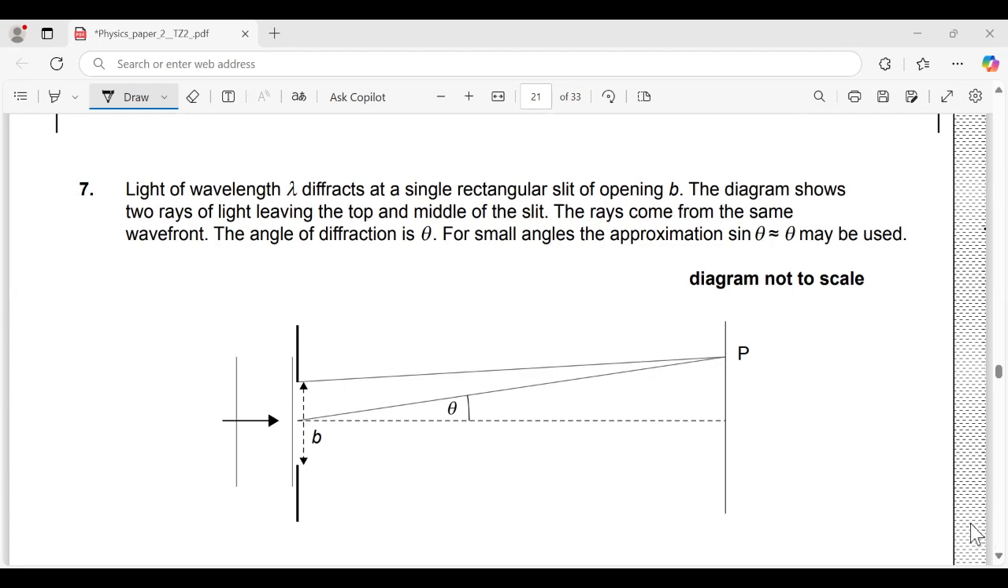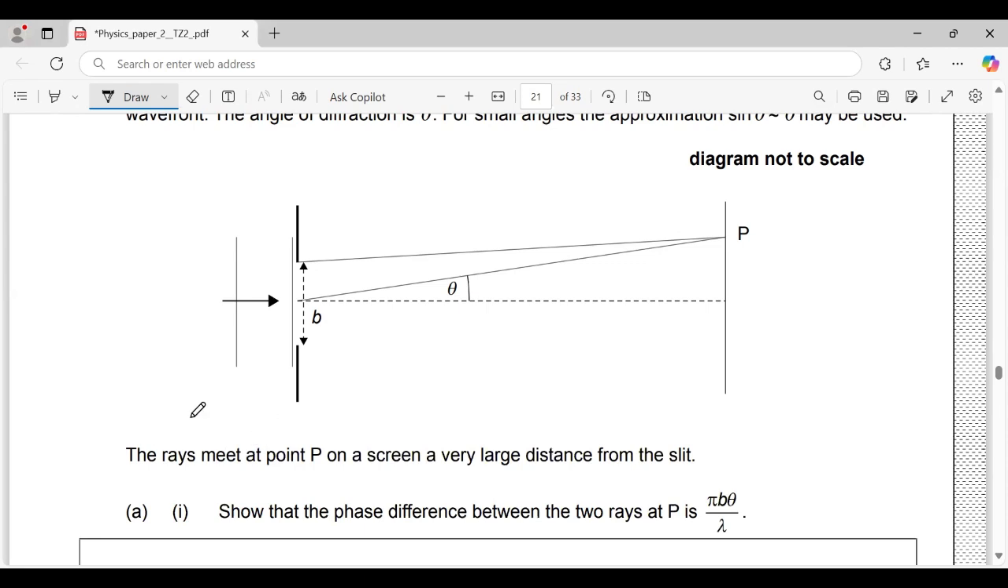This is the slit, right? Next, the rays: these are two rays. This is the first ray and this is the second ray. The rays meet at point P on a screen, a very large distance from the slit. Show that the phase difference between the two rays at point P, when they meet at point P, is pi b theta over lambda.